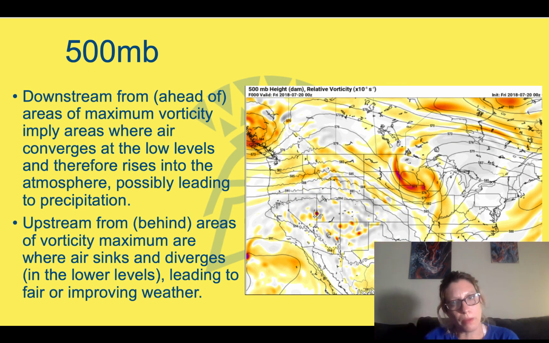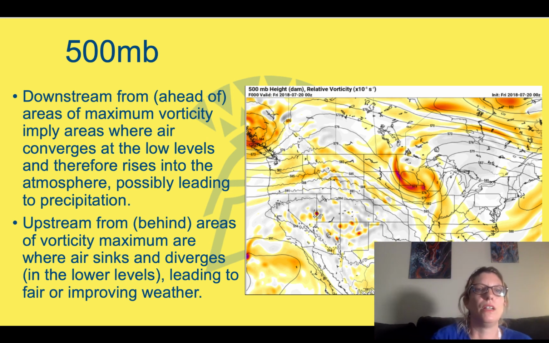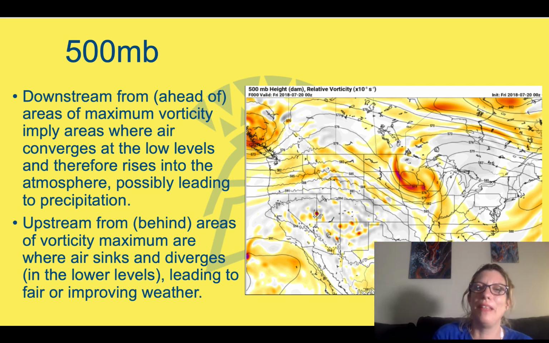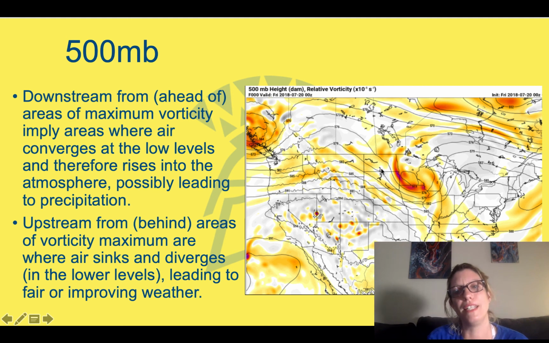Okay, and then we're going to go down a little bit further, closer to the middle of the atmosphere. Now, we're looking at vorticity here, and we can tell that areas ahead of a vorticity max is where air is going to converge. When air converges, that's when it's going to rise, and it's going to possibly lead to precipitation. And then behind it, we're going to be looking at more divergence, and that's where air is going to be sinking, and we're going to be looking at more clear air. So we can have a good idea from vorticity at a mid-level as to what's going on as far as convergence and divergence.